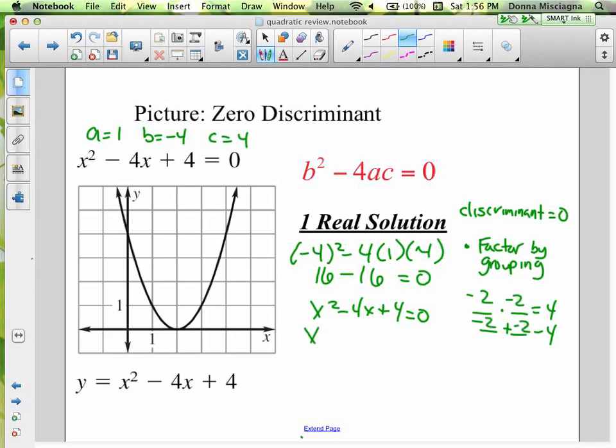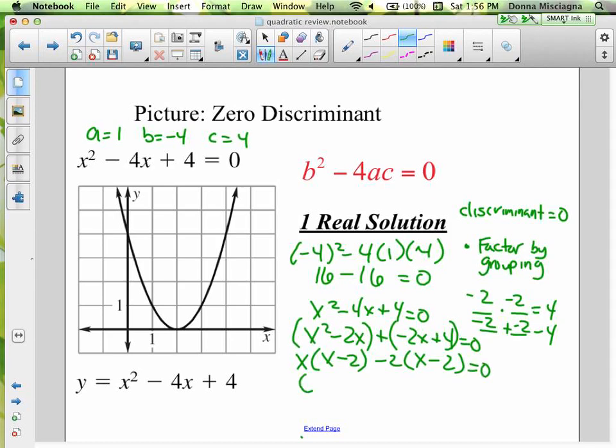So we have x squared minus 2x plus negative 2x plus 4 equals 0. First two are a group, second two are a group. Greatest common factor is an x. Factor out an x, we have x minus 2. Greatest common factor for negative 2x and 4 is going to be negative 2 because we want an x minus 2. Negative 2x divided by negative 2 is x. 4 divided by negative 2 is negative 2. That repeating factor can be factored out, leaving the leftovers.